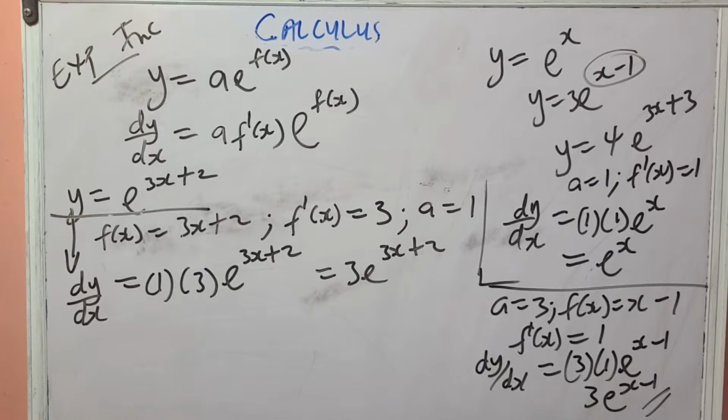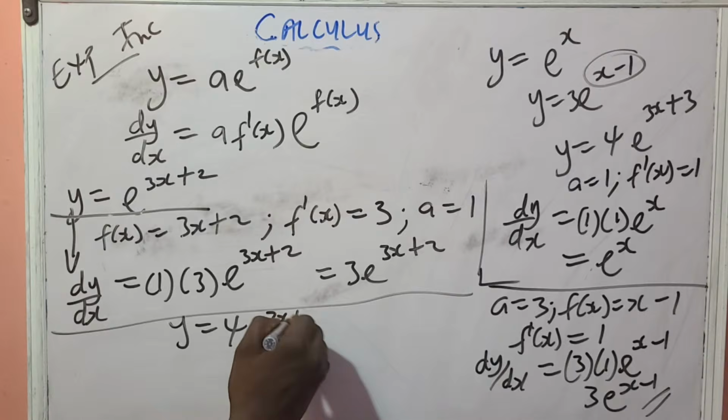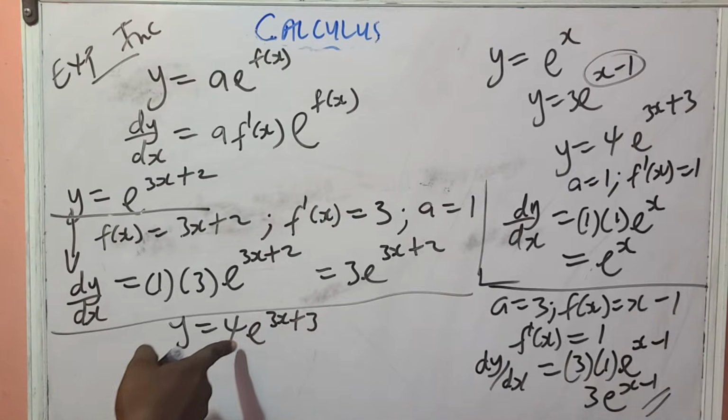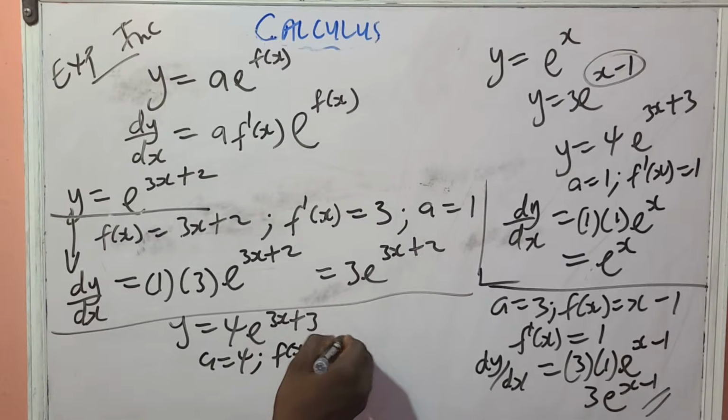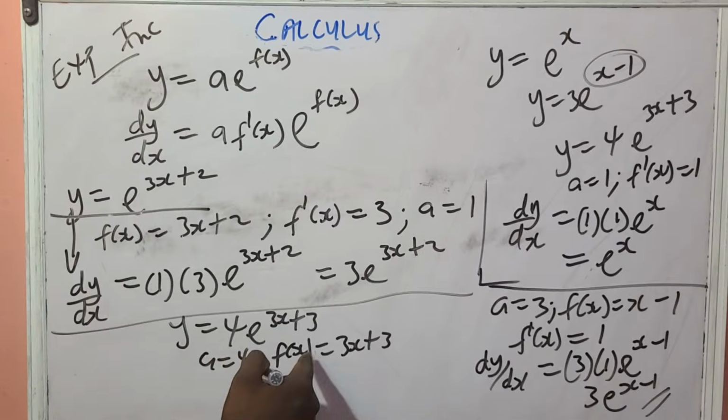So let's do that last one, y equals 4 e raised to power 3x plus 3. In this case, what's my a? The coefficient of e, my a, is 4. And my function, the power of e, is what? 3x plus 3. So what's the derivative of this power of e? That means, what's f prime of x? If I ask you to differentiate 3x plus 3, what will you tell me my answer is? Of course, the answer will be 3.